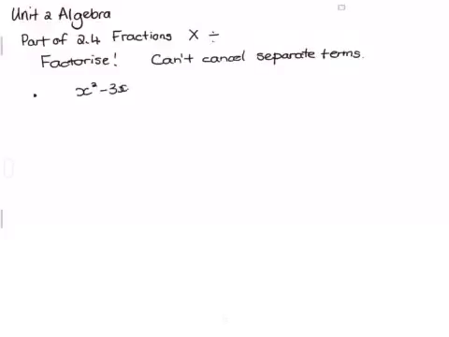So we've got this algebraic fraction, and remember now, you can't cancel the x's. You have two terms at the top and two terms at the bottom. You've got to factorize in order to turn it to one term. Remember that brackets make one term.